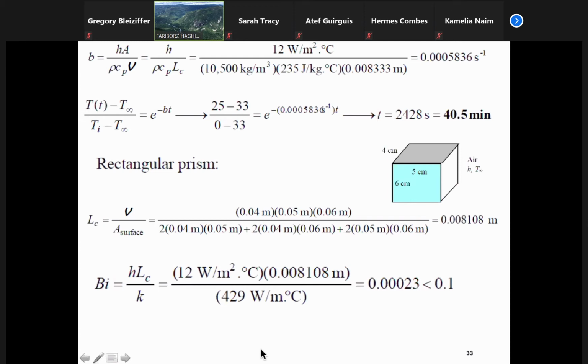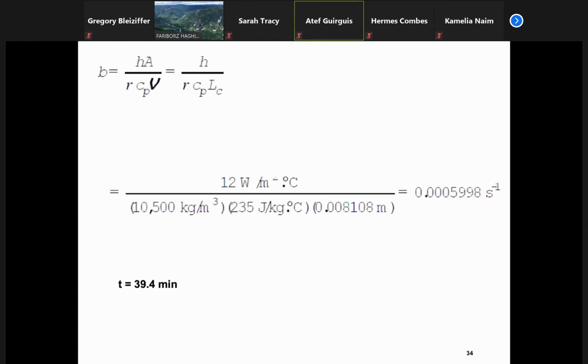Therefore, now for this scenario, again, we go back and we calculate the value of the Bi. Here we find this value, and if you place it, after 39.4 minutes the temperature reaches 25, okay? The same procedure. Therefore, now we end up finding a simplified equation to solve the problem, and we did it last lecture, and we did it again to be familiar.